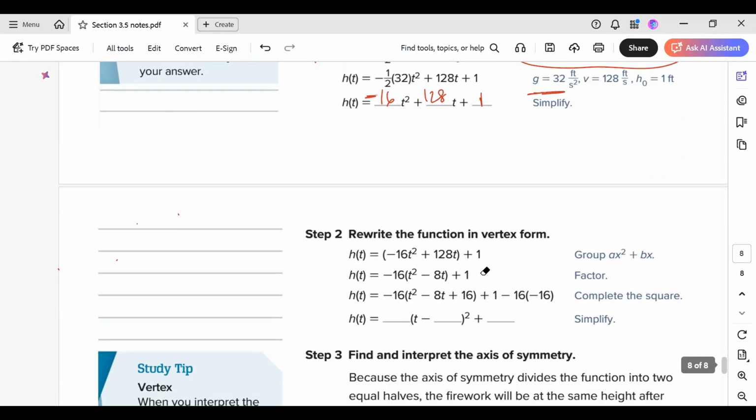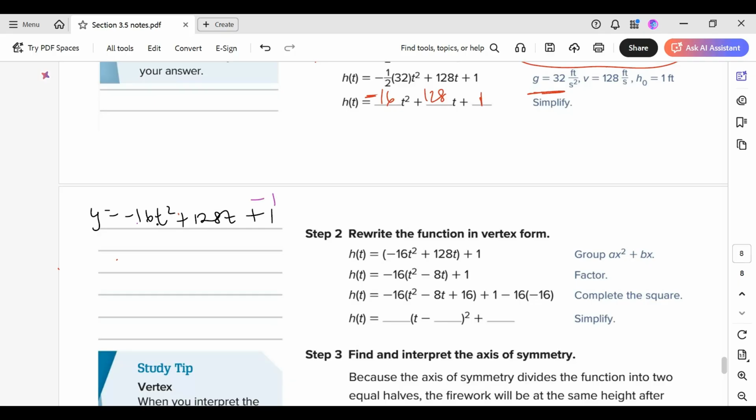In part 2, they want us to rewrite the function in vertex form. So we start with our original equation. Now we're saying y equals negative 16 t squared plus 128t plus 1. Think of what we were doing completing the square. First thing we're going to do is subtract our 1 over. So we become y minus 1 plus a blank equals, factor out that negative 16, and we get negative 16 parentheses t squared minus 8t plus a blank.